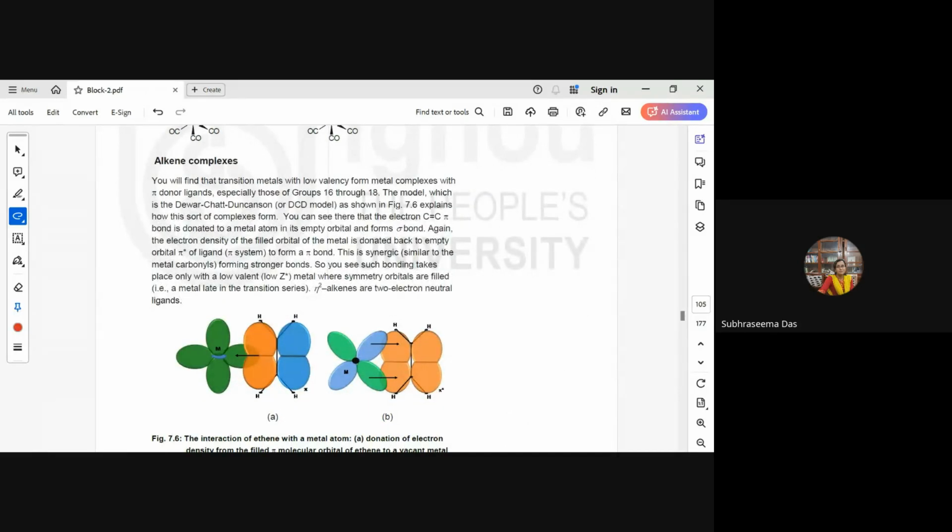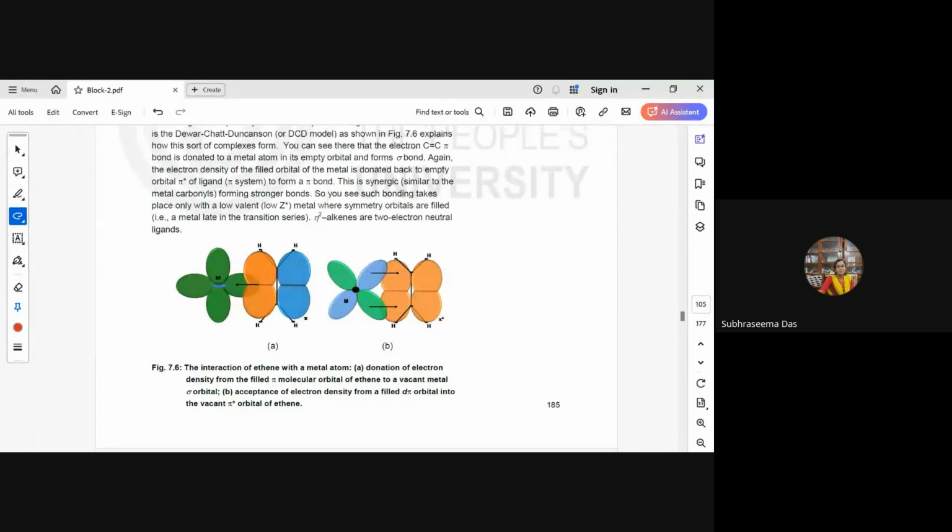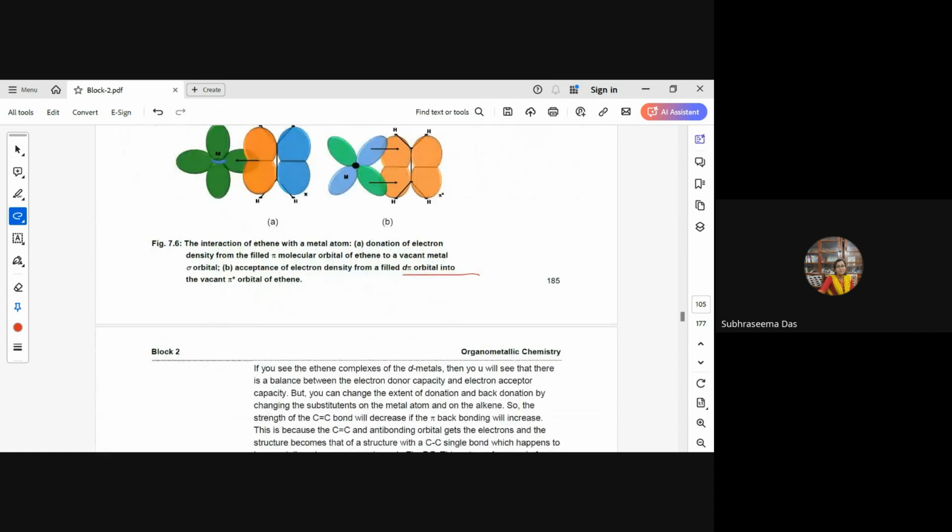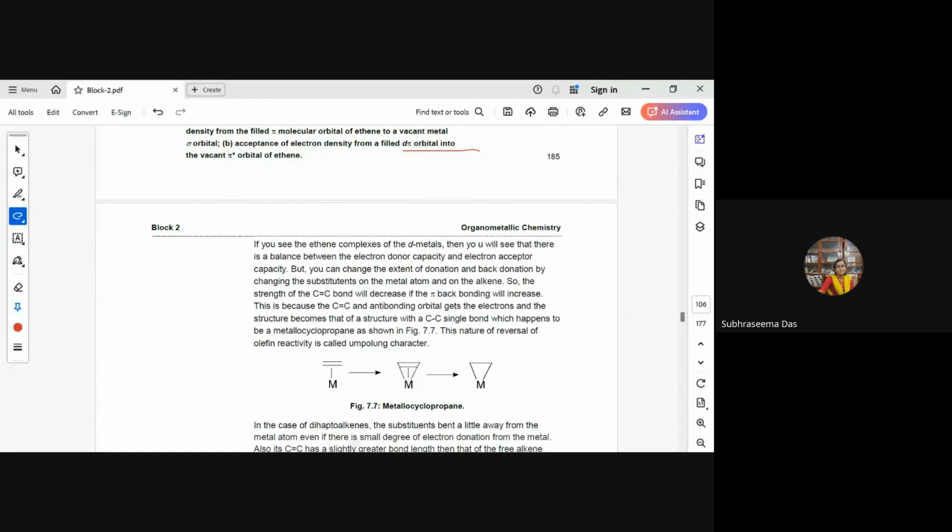Now coming to alkene complexes, the interaction of ethene with a metal atom has been shown in figure A. It indicates the donation of an electron from the filled pi molecular orbital of ethene to the vacant metal sigma orbital, and the interaction of ethene with the metal is also possible by the acceptance of electron density from the filled d pi orbital into the vacant pi star orbital of ethene. If we look into the ethene complexes of d metals, then we see that there is a balance between the electron donor capacity and electron acceptor capacity, but the extent of donation and back donation can also be regulated.